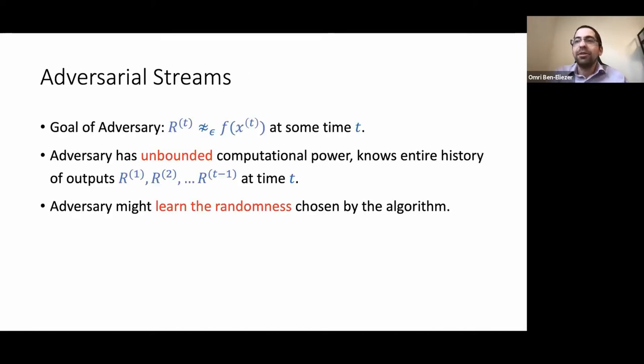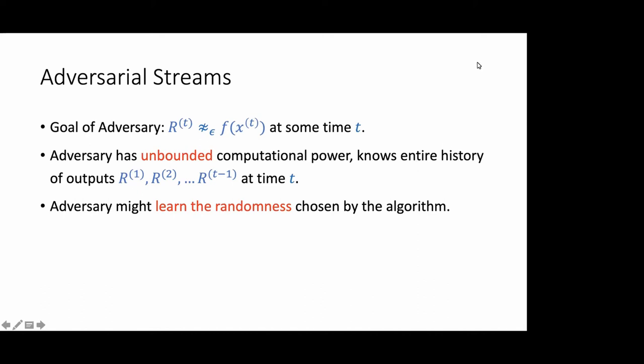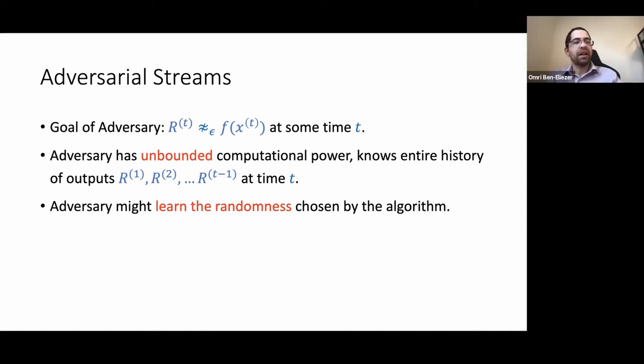Okay, are there any questions about the model now? So Omri, a quick question. The algorithm can pick fresh randomness at every time step t, right? So maybe the adversary knows all the randomness up to now, but clearly it can't know the fresh randomness. Right, and thanks for the comment. Indeed, it seems that algorithms that generate fresh randomness throughout the time are more robust. But this is just a high-level statement. Got it. Thanks. But indeed, it seems to be the case that if you generate fresh randomness, it helps.